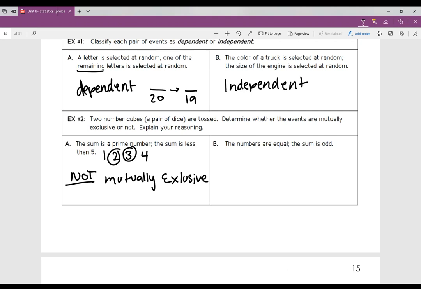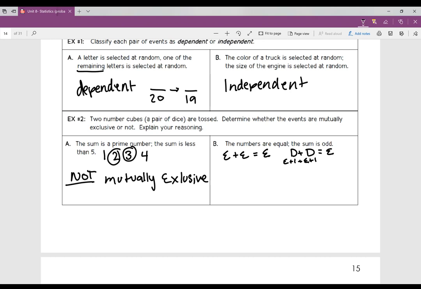Okay, so the numbers are equal and the sum is odd. So first off, let's think about this. If you have two even numbers and you add them together, what do you get? You get an even number. Okay, that's not too bad. What if you take two odd numbers? Remember, an odd is an even plus 1. I'm going to denote odd with 2 D's. So it's an even plus 1. So if we do an even plus 1 plus an even plus 1, the 1 and 1, what does that become? 2, and that's even. So two odds equal an even.